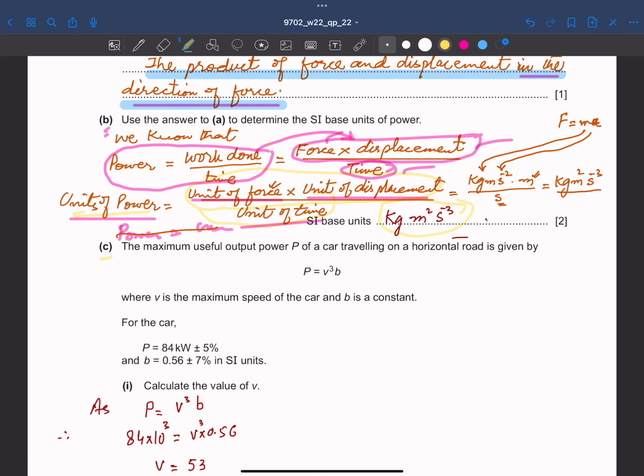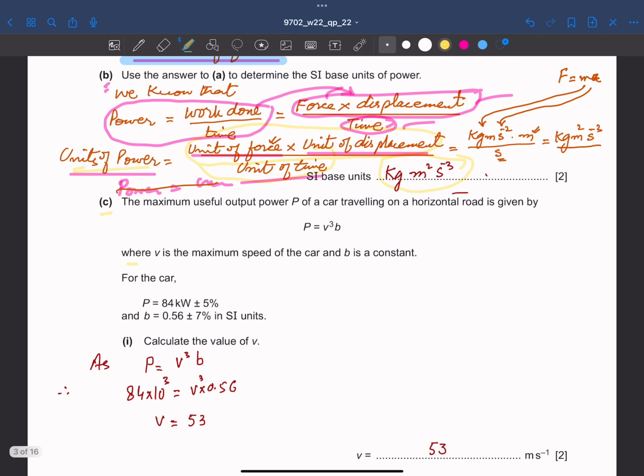Then in C, the maximum useful output power P of a car traveling on a horizontal road is given by P is equal to V cube B, where V is the maximum speed of the car and B is a constant. For the car, P is given as 84 kilowatt plus minus 5%, and B is given as 0.56 plus minus 7% in SI units. As you know, they are only mentioning that B is the constant, so they are just writing the SI unit in this way. They are not mentioning what the unit is.